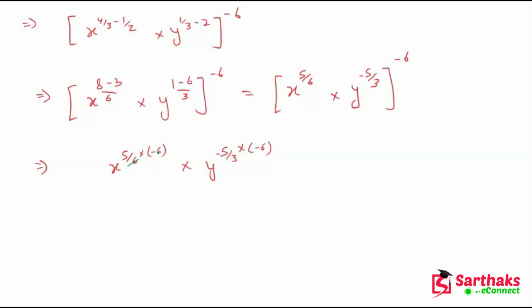So we can cancel this 6 and this 6, and we can divide 6 by 3 in 2 times. So here we get x raised to power minus 5. Okay, so x raised to power minus 5 into, and here we have y raised to power minus 5 into minus 2. Here we get 10, plus 10. So we can write y raised to power 10 upon x raised to power 5. So this is the answer of this problem.